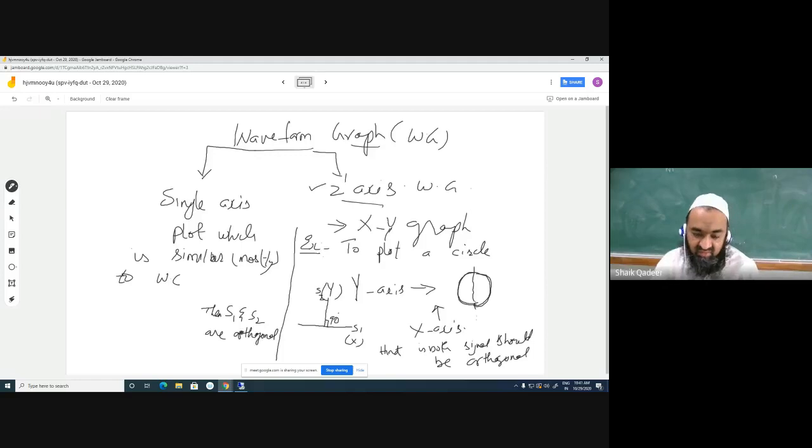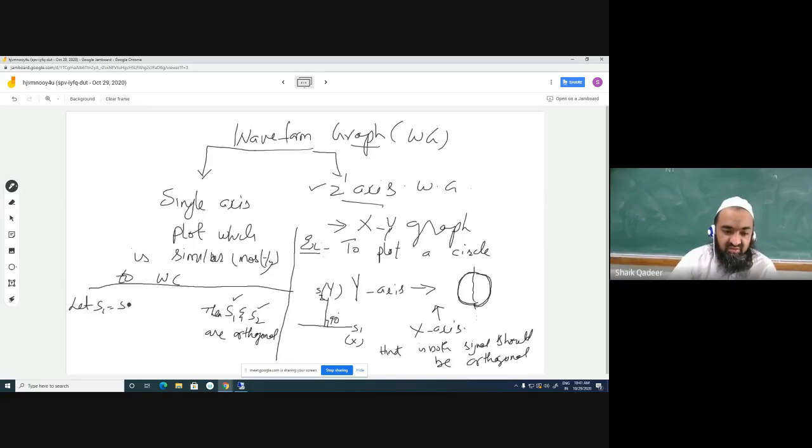अब मुझे ये बताओ कहाँ देखते हैं आप लोग, where can you observe this type of signal in our daily life? I will give you a hint for that. Let S1 is sine signal and S2 is cos signal.